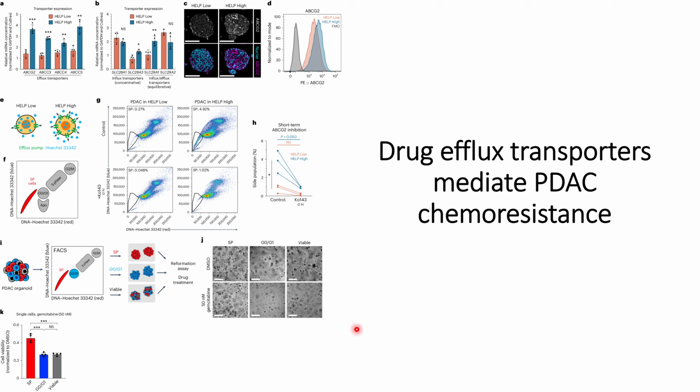I hope you got an idea of how they came to the final conclusion from these results: that drug efflux transporters could mediate chemoresistance, as shown in this figure with ABCG2. If you need to understand these experiments in detail, you can go through the reference provided in the description. That's all for this video.